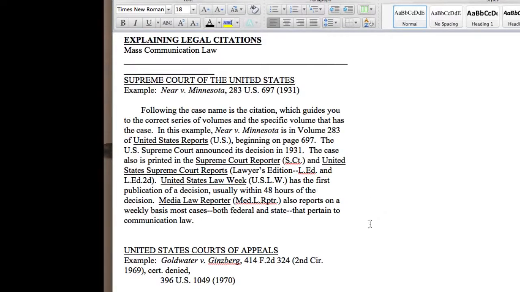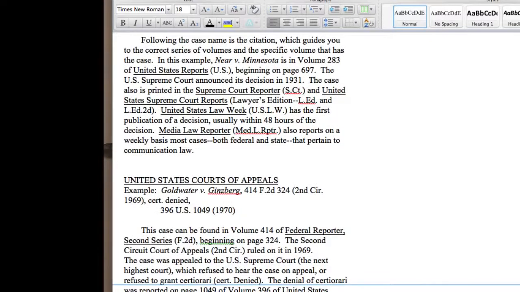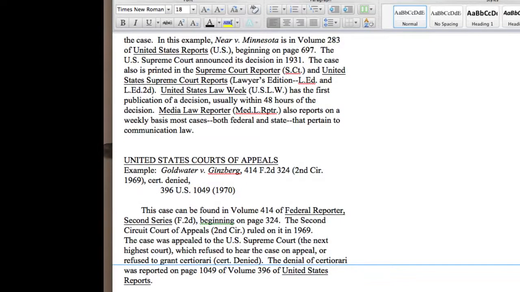Now when you take a look at the United States Courts of Appeal, we're going to deal with a case which is called Goldwater v. Ginsburg. And again, it's a little similar, so that this can be found in volume 414 of the Federal Reporter. F. period second means the second series, and it begins on page 324.